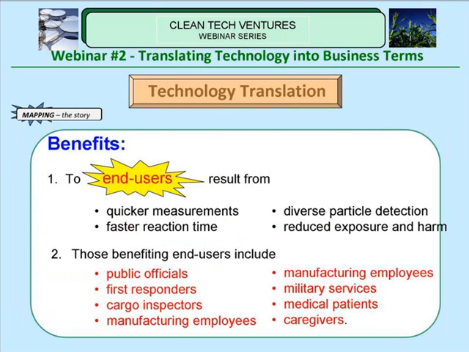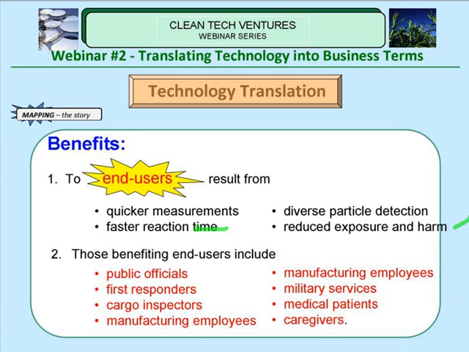After applications, we want to take a look at benefits. The benefits are not derived by design engineers or research colleagues or a counterpart at a university or a federal agency. Those who benefit are the actual end users who use the end-use products that the technology will now permit. For the nanoparticle detector, a benefit would be much quicker measurements in the field. Those doing the measurements will have, because of faster reaction time, far less exposure to the contaminants.